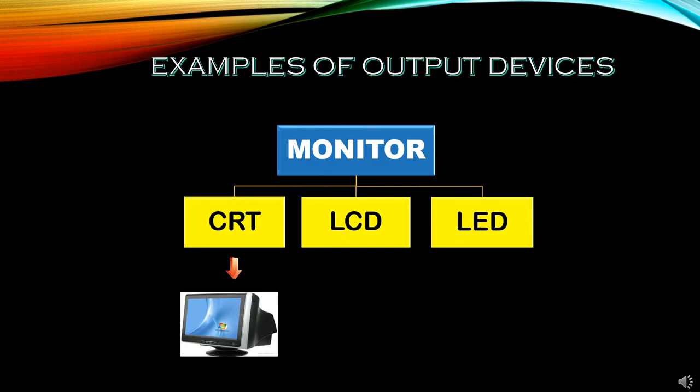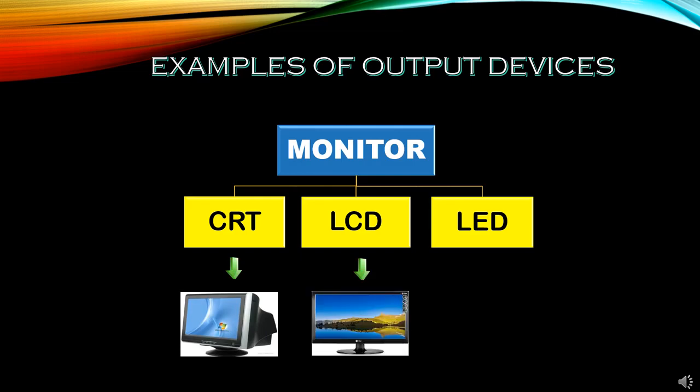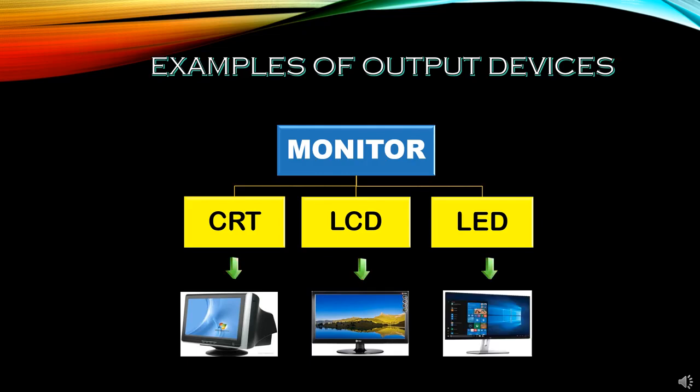The first is the CRT monitors. They are generally less expensive but consume more electricity. Next is the LCD monitors. They are thinner, lighter, and consume less electricity and display sharper images as compared to the CRT monitors. Next is the LED monitors. These monitors look more or less the same as LCD monitors, but they have better picture quality and are in more demand as compared to the LCD monitors.